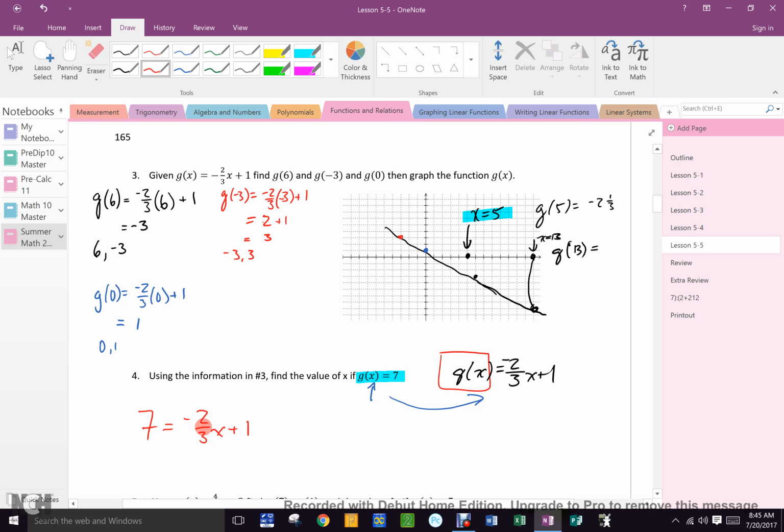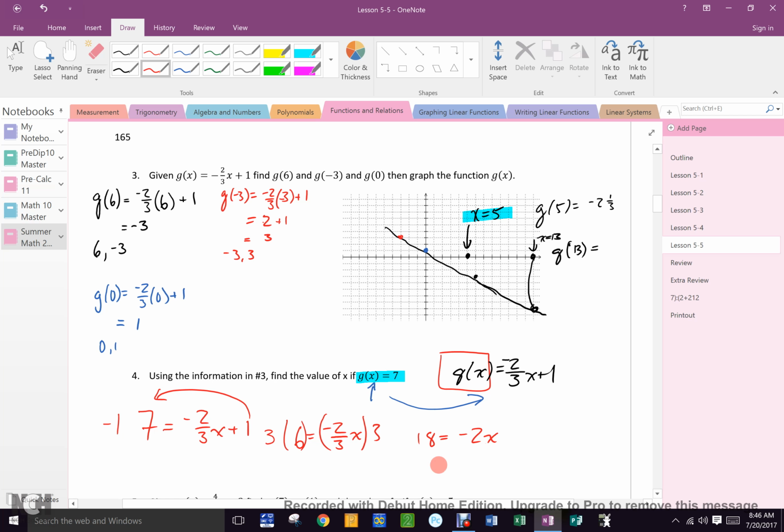I wouldn't cancel out the 3. I would get rid of that 1 because we're trying to end up at x, right? So you're going to bring the 1 over here, yeah? So that's going to make it minus 1. What's minus 1 plus 7? 6. So now I have 6 equals negative 2/3 x. Now I want to get rid of that 3, right? So I multiply both sides by 3. Right? And I get 18 equals, sorry, I was wrong, I was working in my head without writing it out. 18 equals negative 2x.